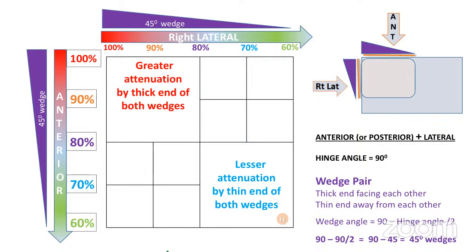So 90 minus the hinge angle, which in parallel opposed is 180. So 180 by 2 is 90, and 90 minus 90 is 0. So this formula is correct, because in parallel opposed field you don't need wedges. Sometimes in parallel opposed fields, like in vocal cord or breast, wedges are used only for missing tissue. Otherwise, you don't need wedges. Here you need these wedges.